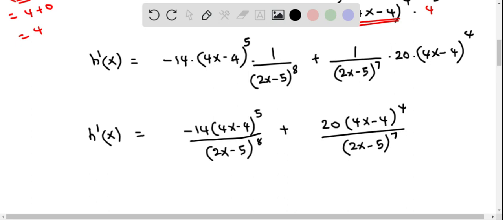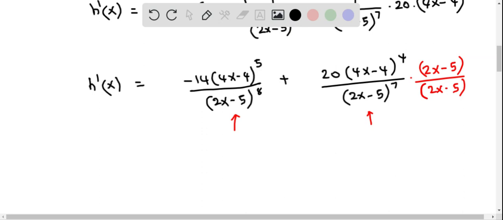Now we can combine these two fractions. The denominator of the first fraction is (2x - 5)^8, and the denominator of the second fraction is (2x - 5)^7. So to make a common denominator, we multiply and divide the second fraction by 2x - 5, the same expression. And so when we do that, we can write this in the next step.